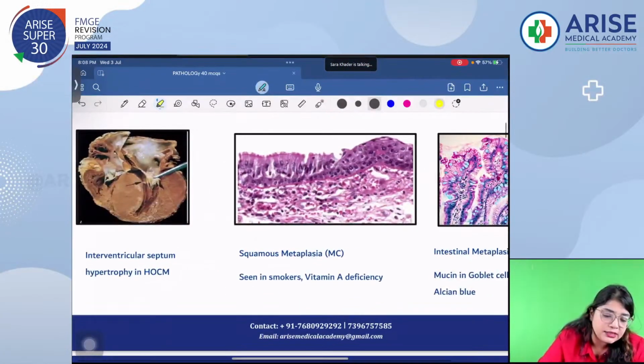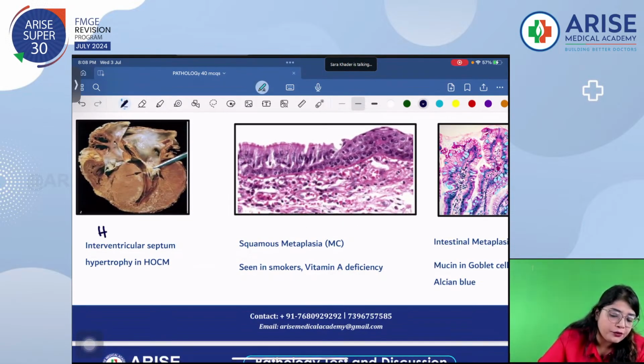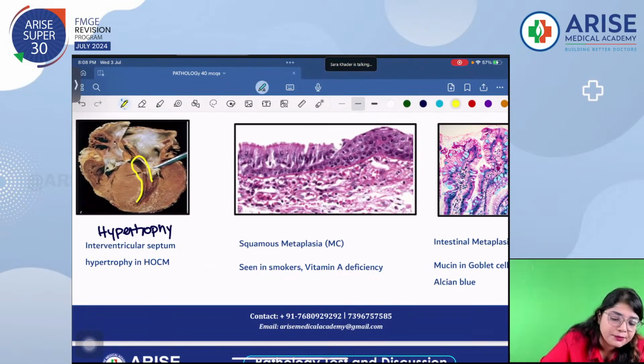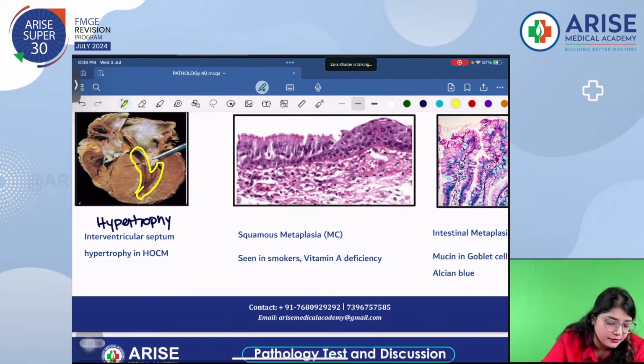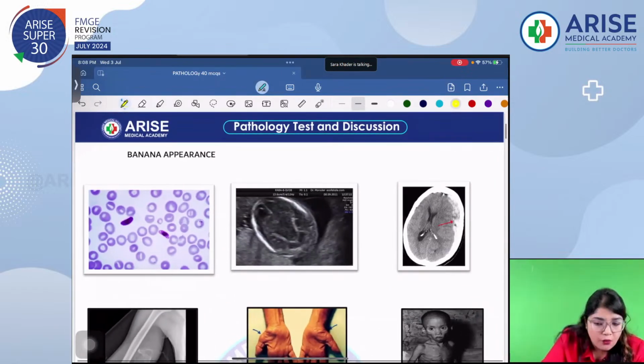While if you can see, I'll share a few more images. What is this? This is nothing but hypertrophy of your interventricular septum, and this is seen in HOCM, hypertrophic obstructive cardiomyopathy. You see a very characteristic banana-shaped appearance of the left ventricle, right? So if you remember your banana appearances, where all do you see your banana appearances?